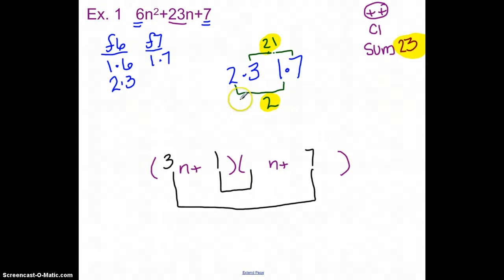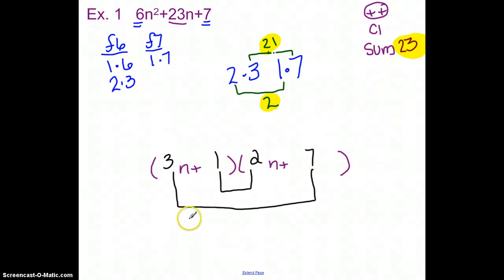Then the 1 pairs up with a 2, and the 1 pairs up with a 2. Now also the big deal in this one is that 2 and 3 are the numbers that have to go with n, so that's right, those are there. And the 1 and 7 are numbers that have to stand alone because they have to give you the 7 at the end of your trinomial. So this 1 and 7 would have to be on their own.